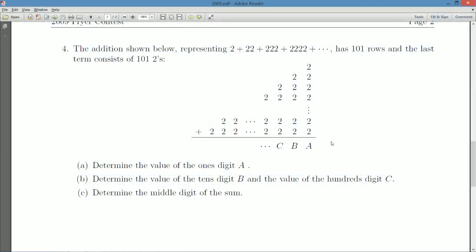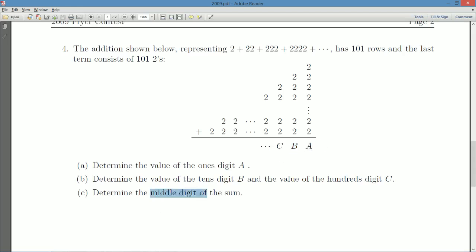This should probably be a little harder because, frankly, we haven't run into much of a challenge yet. C. Determine the middle digit of the sum. Okay, so the middle digit of the sum. Well, we know the bottom row consists of 101 2s. So we have at least 101 digits in our total sum, even if a bunch of them are 0, like C and B are. But maybe we have more.